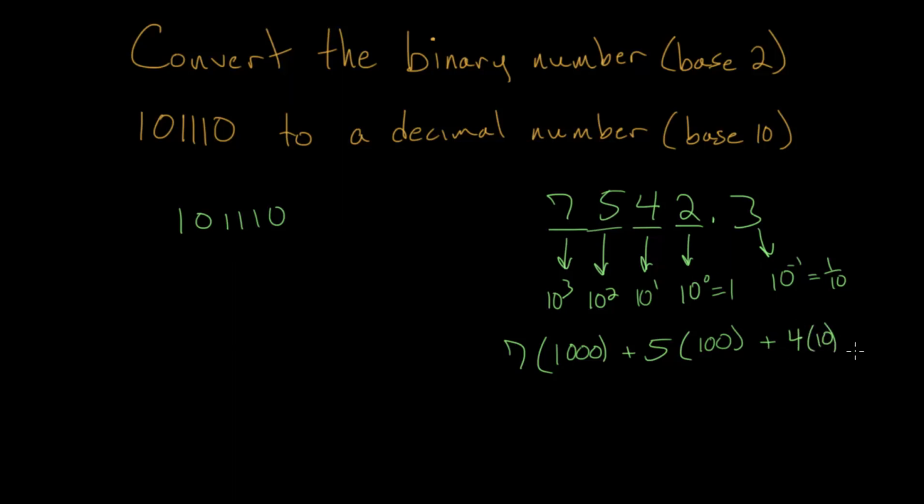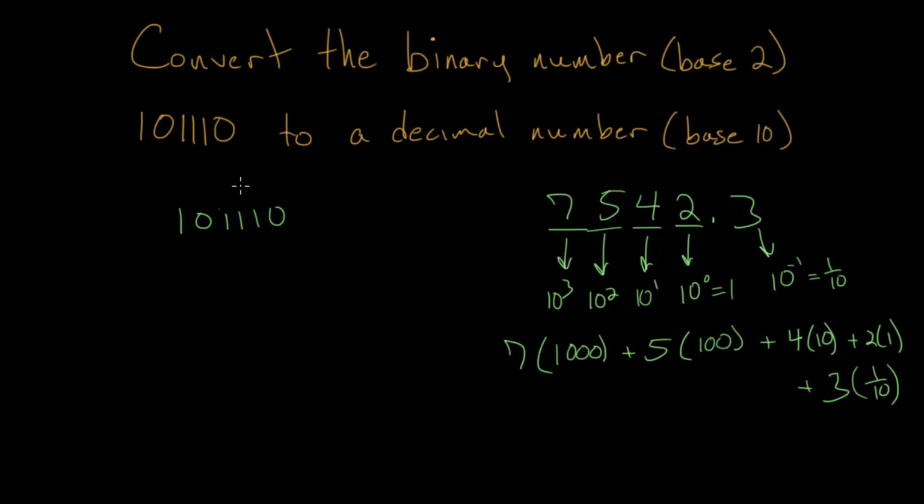It's in the tens place. The 2, which is in the ones place. And then the 3, which is in the tenths place. And of course, adding these together will just get us back this familiar representation. But it's a good idea to break it apart like this so that we can see the pattern.